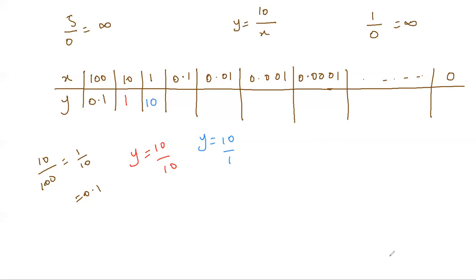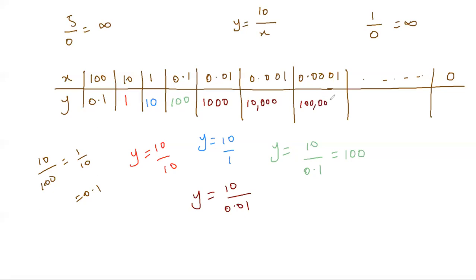When you have x as 0.1, y is going to be 10 over 0.1. So what is 10 over 0.1? That is 100. So this becomes 100. Similarly, when y is equal to 10 over 0.01, what is that? That is 1,000.